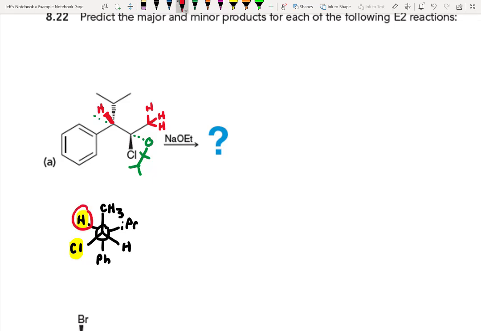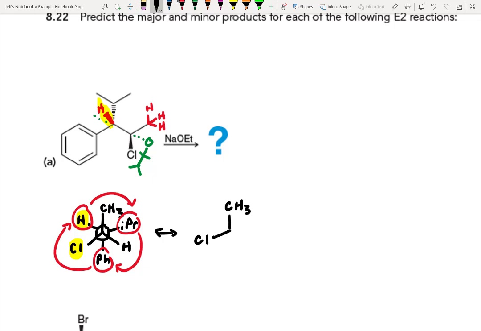So what I need to do is move this beta proton, meaning this proton right here, into a position so that it's anti to our leaving group. So I'm going to twist it like this, which means that this isopropyl group will go over here, and then the phenyl group will go over here. So let's go ahead and do that Newman projection twist. The front carbon is going to remain exactly the same, so we'll leave that as is.